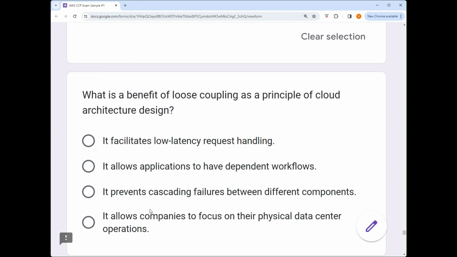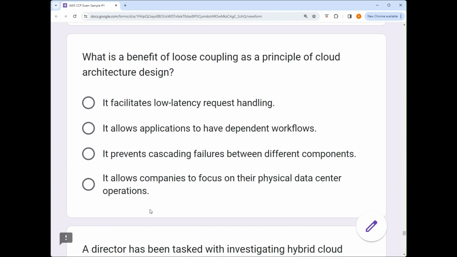What is a benefit of loose coupling as a principle of cloud architecture design? It facilitates low-latency request handling. It allows applications to have dependent workflows. It prevents cascading failures between different components. It allows companies to focus on their physical data center operations. Correct answer: It prevents cascading failures between different components.